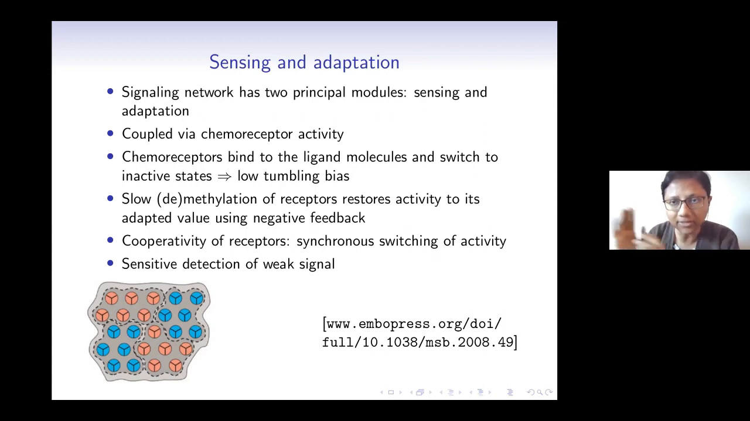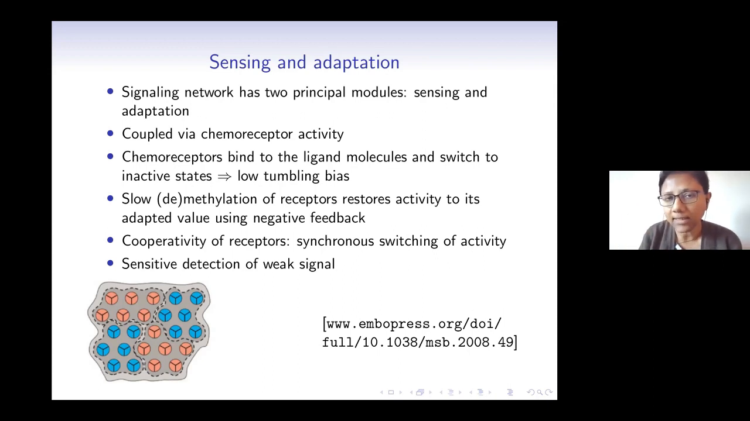And the other part of the network, adaptation, is responsible for restoring the chemoreceptor activity back to its average value when the activity gets too high or too low. And it does so by changing the methylation level of the receptors using a mechanism of negative feedback. I don't have time to go into more details about this mechanism.